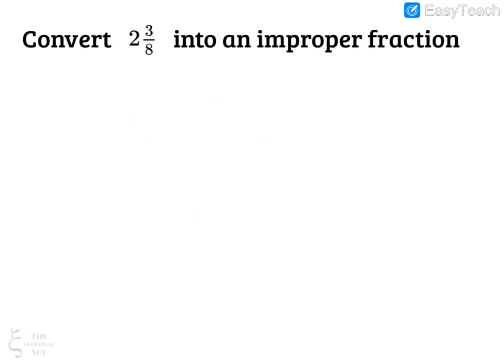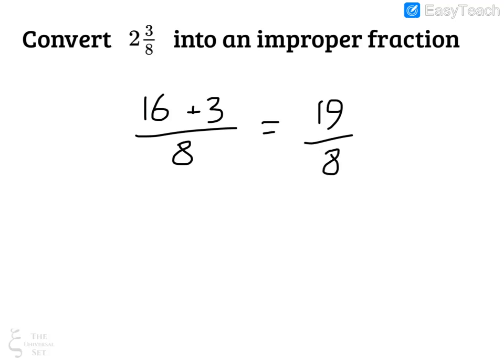Final one we'll look at then. I've got 2 3/8. Let's try it like the one we did before. So 8 eighths will make 1 whole. I've got 2 wholes, so I'm going to have to do 2 times 8, which is 16. And then I've got to add on the extra 3 that I've got, and all of that goes over 8. So 2 times the 8, add on the 3. 16 plus 3 is 19. So my answer is 19 eighths.